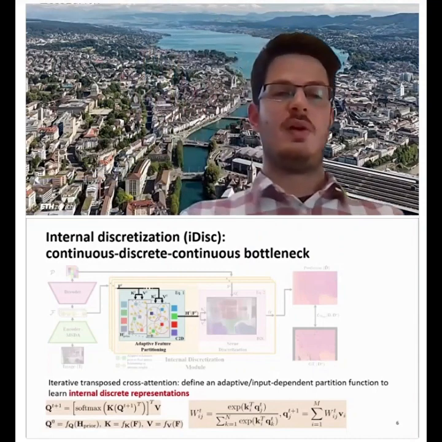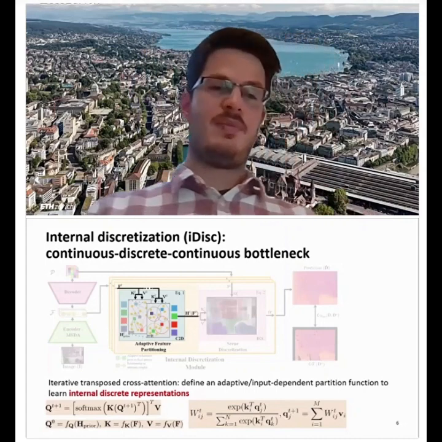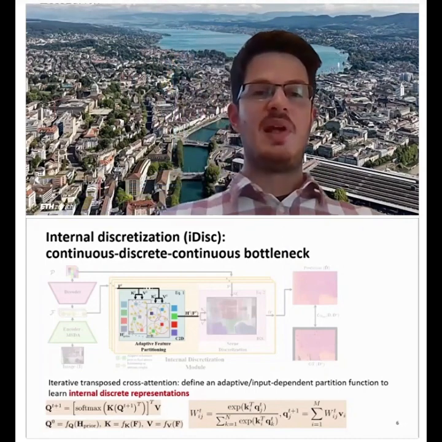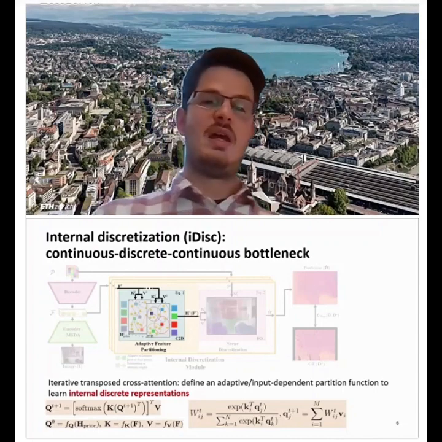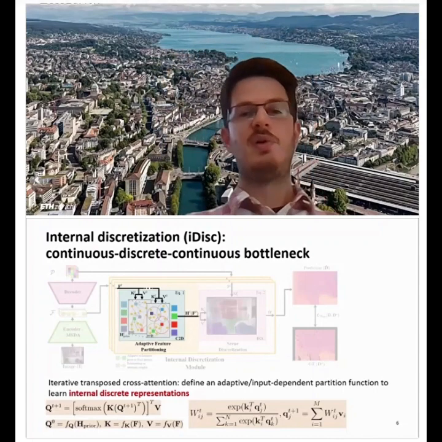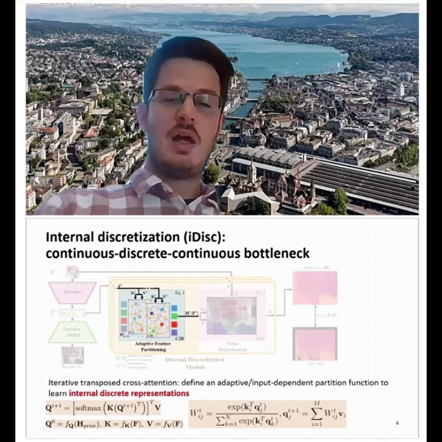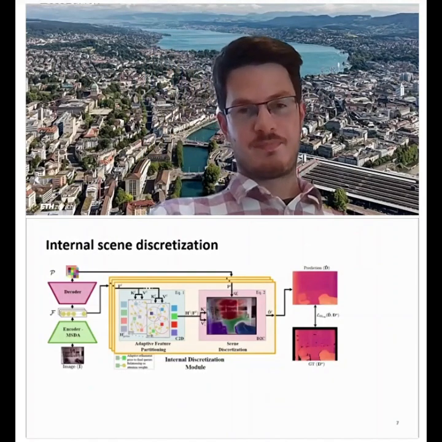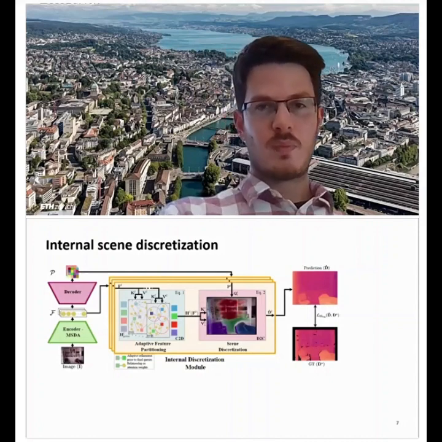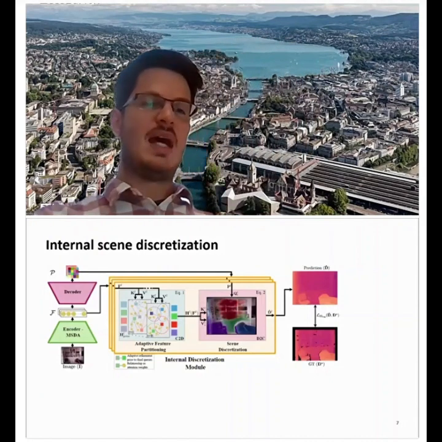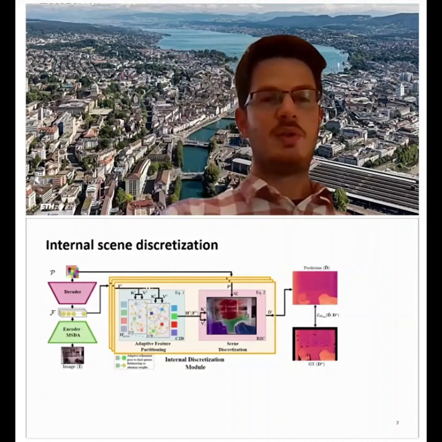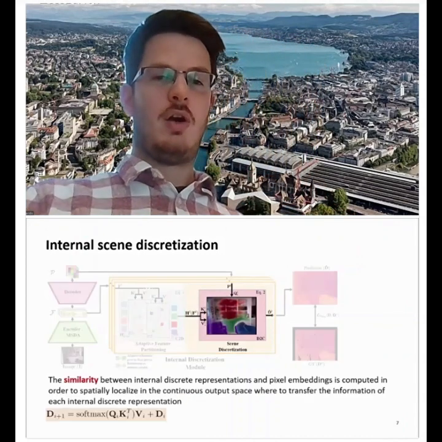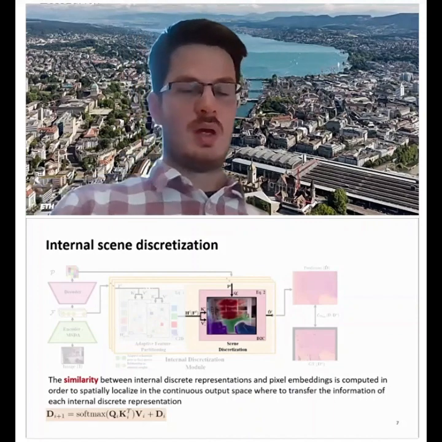These are the H prior symbol, and these priors are basically adaptive or input dependent priors, so that we don't have randomly initialized priors in this case. So this was about the adaptive feature partitioning part, which is the continuous to discrete module of our internal discretization part.